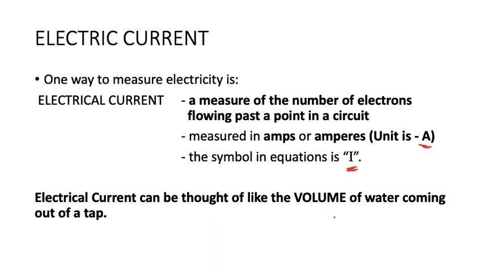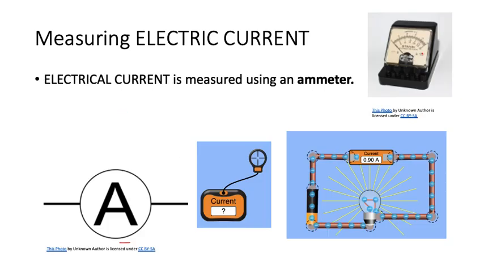Okay, you can think of electric current like the volume of water coming out of a tap. So you can imagine a high volume flow of water or a low volume flow of water. A high volume flow of water can do more work than a low volume flow of water. So if you're trying to wash your hands, you can wash your hands more quickly with a high volume flow of water than you can with a low volume flow of water. Let's take a look at how to measure electric current.